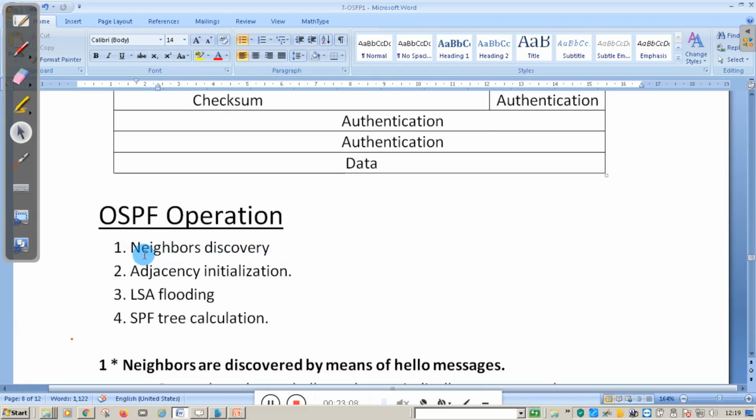Then the operation: the first one is neighbor discovery. It will discover the neighbor. Second one is adjacency initialization. Adjacency will be made between the router and the corresponding designated router. Then link state advertisements are flooded through the different routers. Now each router will create the topological database. By using SPF tree calculation, it will calculate the shortest path first, the best route, and that will be entered in the routing table. These are the operations of OSPF.